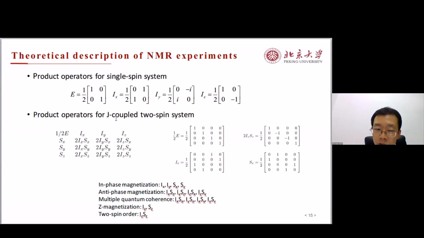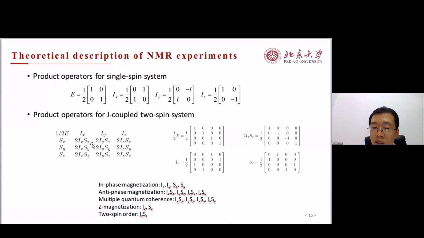For a J-coupled two-spin system, the complete basis would contain 16 terms. So the 16 terms are written here. Each operator, if you like, you can also write as the corresponding density matrix. For example, here it shows the identity operator, the XY operator, X operator, and SX operator.